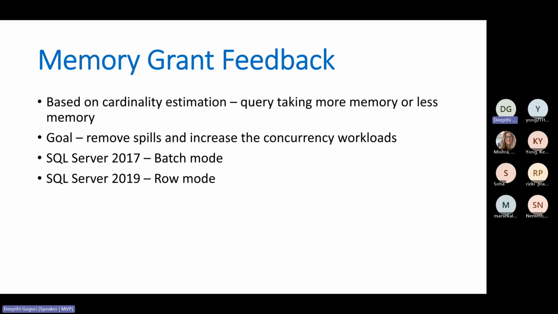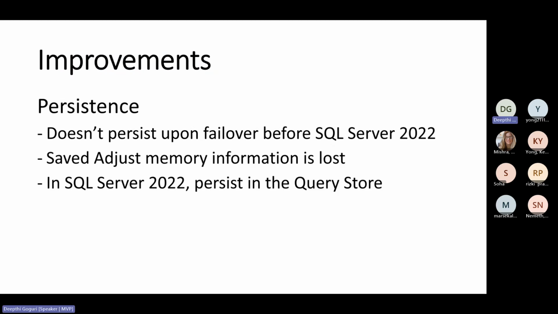So in SQL Server 2017, the memory grant feedback was active in batch mode, but for SQL Server 2019, they have also included this feedback in row mode as well. So the improvements are basically because we are using the query store, all the feedback that is being saved will be persisted even after the restart.